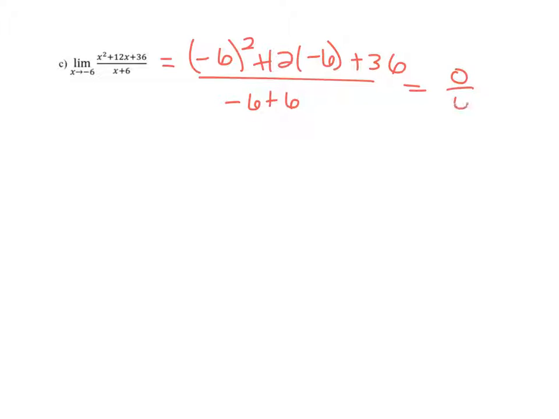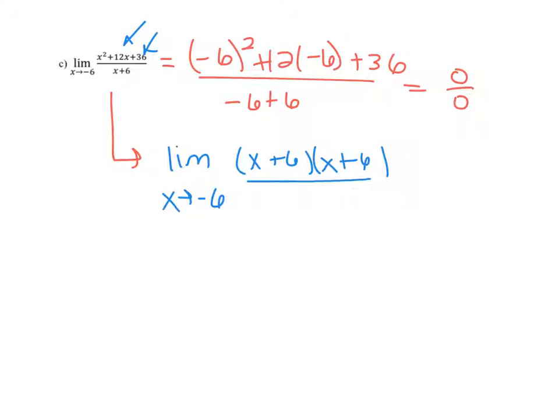And unfortunately, I get 0 over 0, which is indeterminate, so I'm going to have to do something else with this thing. I'm going to choose to factor and see if I can factor the numerator. And I can. It's going to change this as the limit approaches negative 6, and the numerator will be factored. Factors of 36 that add to 12 are 6 and 6. This cancels out the denominator, and I'm left with the limit as x approaches negative 6 of x plus 6.